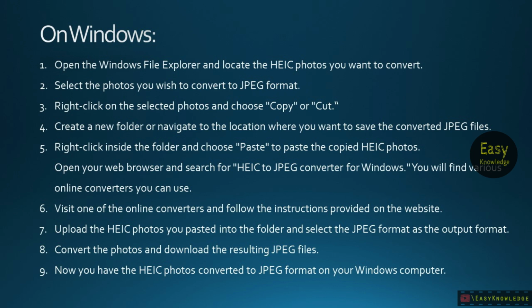7. Upload the HEIC photos you pasted into the folder and select the JPG format as the output format. 8. Convert the photos and download the resulting JPG files. 9. Now you have the HEIC photos converted to JPG format on your Windows computer.